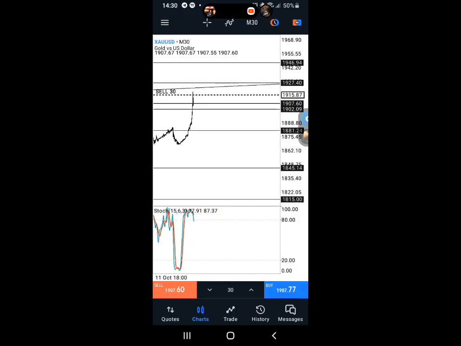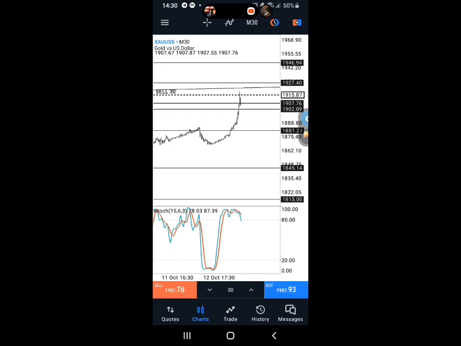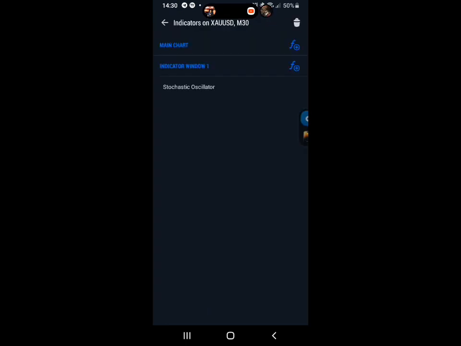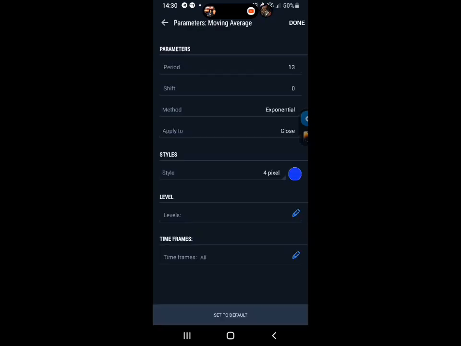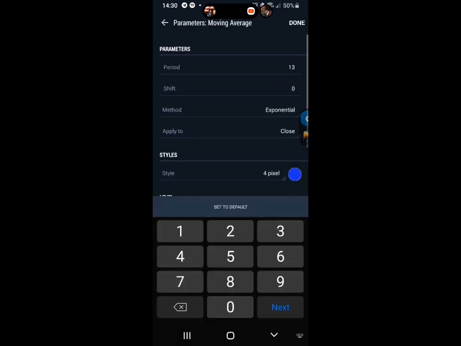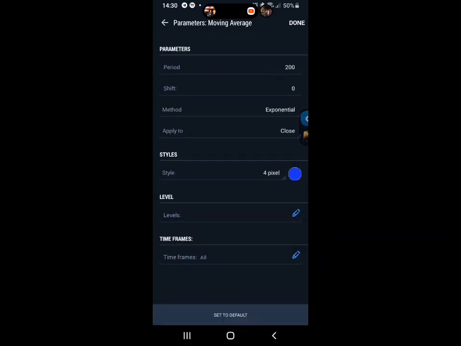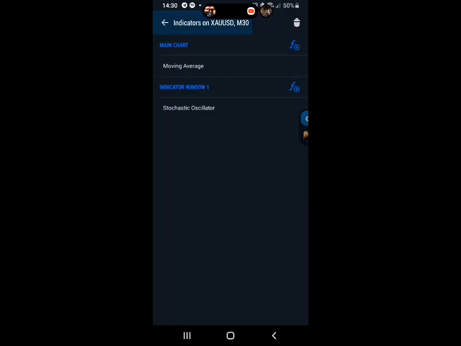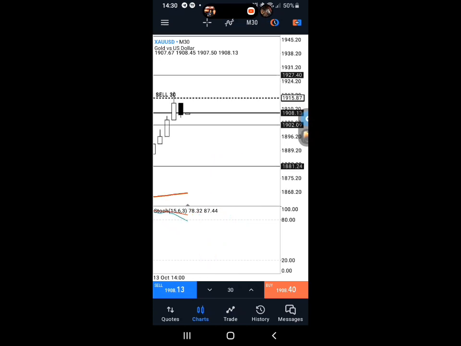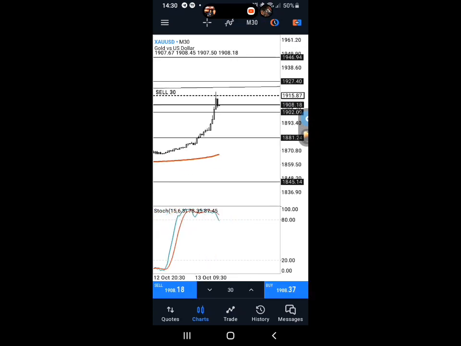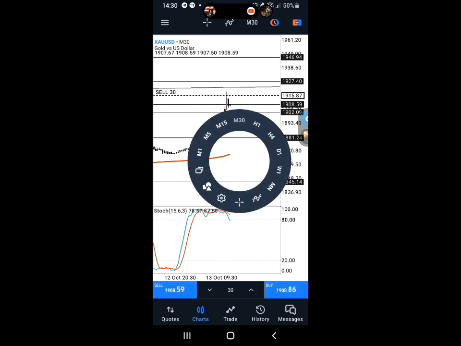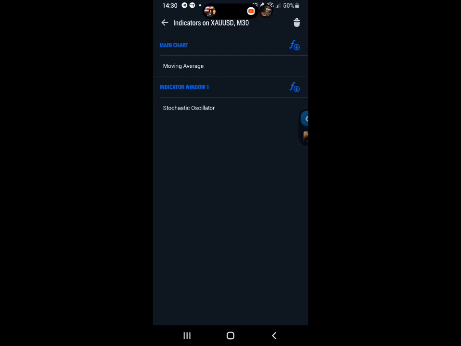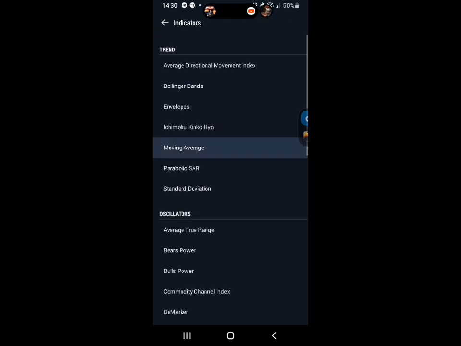What I've done here is use the stochastic indicator to show me when price is overbought or oversold, and then add a bunch of moving averages, mainly the 200, the 50, and the 13 moving average. I'm going to use most of them on the exponential side, because exponential moving averages react faster to price than the others. The 13 moving average is the fastest, followed by the 50 and the 200.